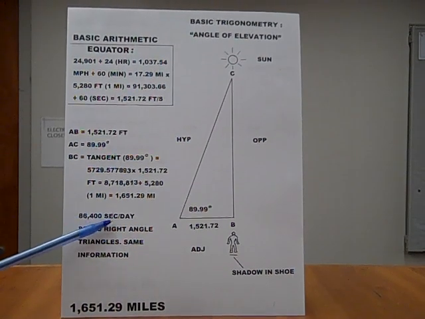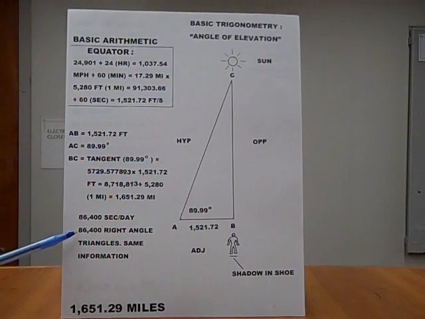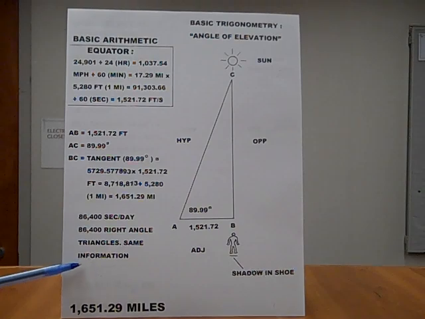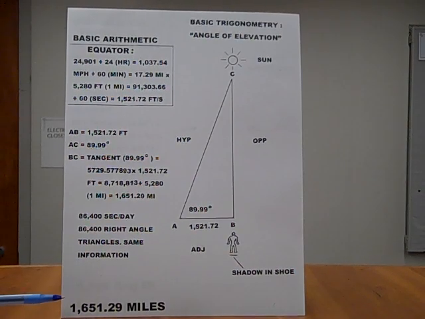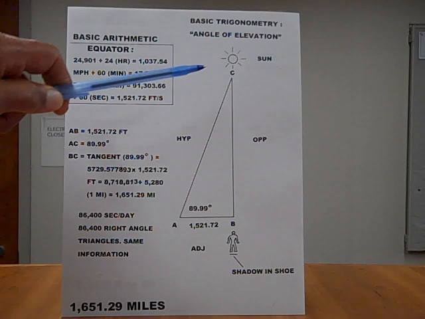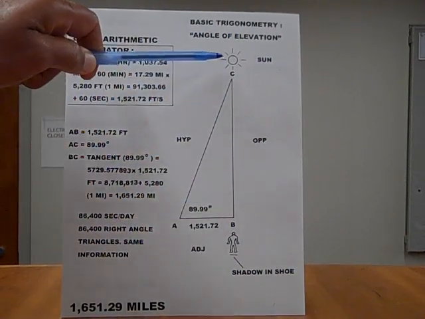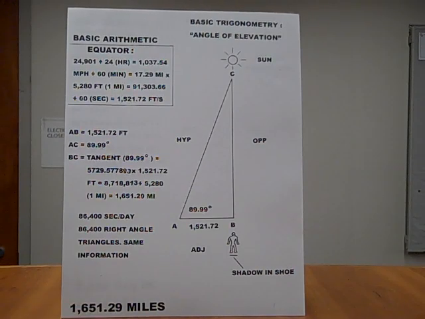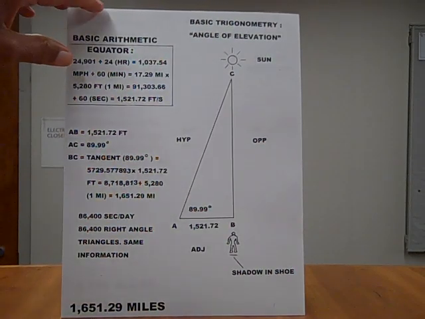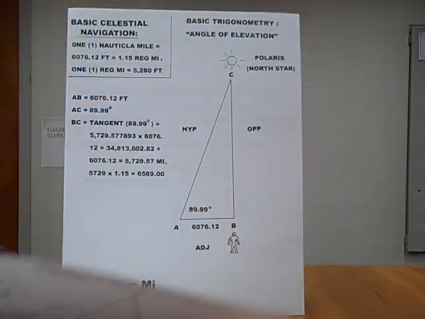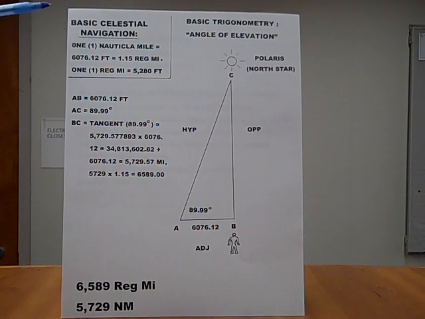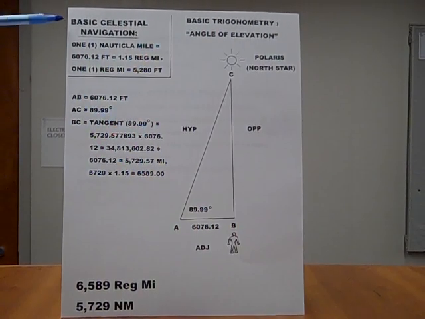There's 86,400 seconds in a day. Therefore, there are 86,400 right angle triangles, just as this one, with the same information in it. Hence, the sun is 1,651.29 miles above the Earth's surface when it is circling the equator. Once again, light years do not exist. And this is one of the methods to know this. This is called basic celestial navigation.